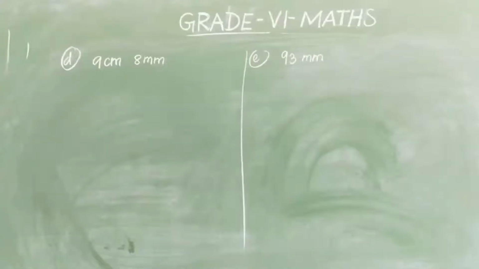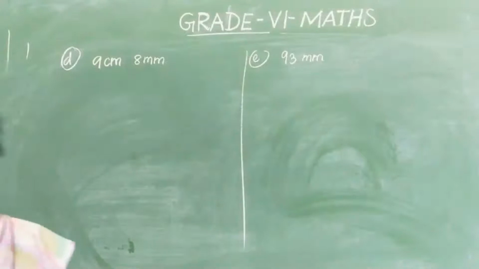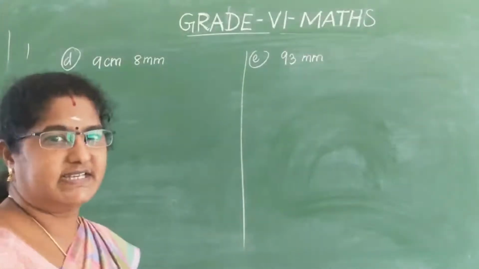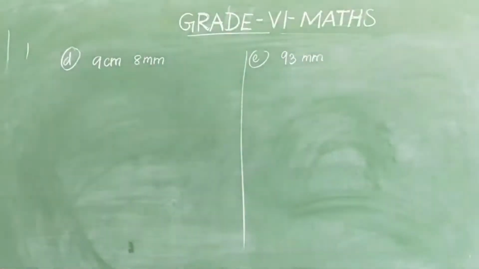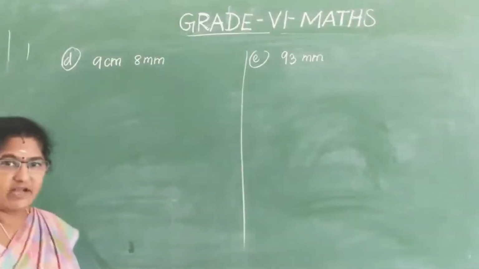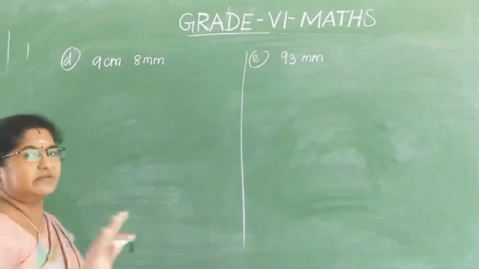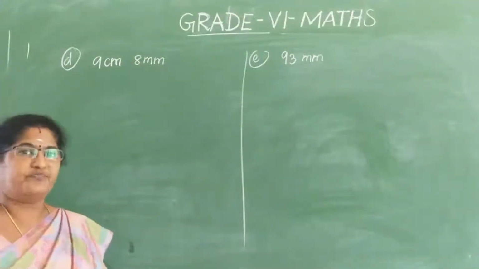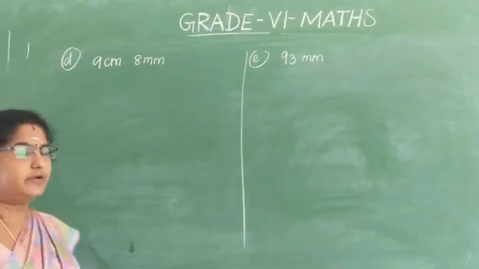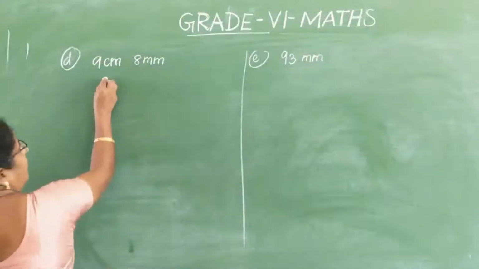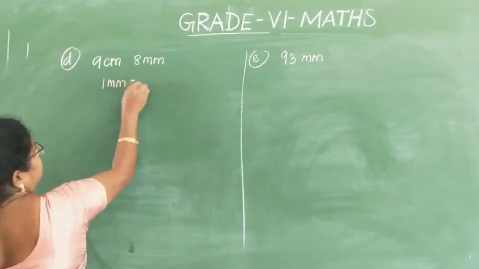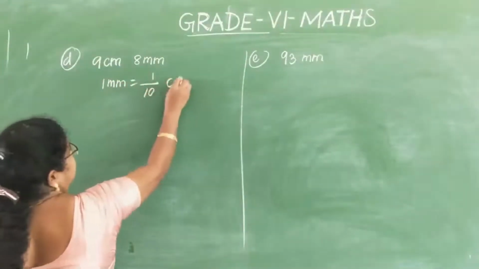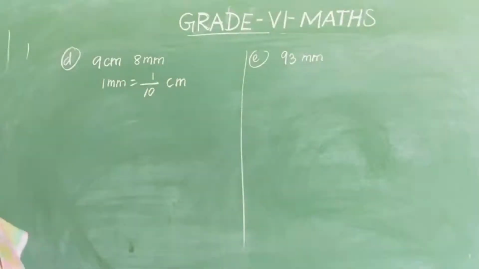Okay, next is the question. 9 centimeter, 8 millimeter, into centimeter. So you know that a centimeter we keep as such. Convert this millimeter only into centimeter. Then we have to add together. So we know 1 millimeter equal to 1/10 centimeter. Okay, we can do our conversion.